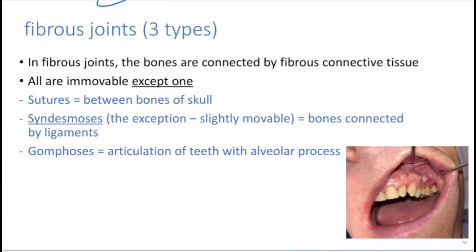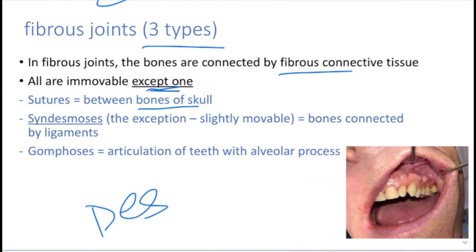Okay, so let's talk first about fibrous joints. There are 3 types. In fibrous joints, the bones are connected by fibrous connective tissue. Like I said, they're all immovable except one. So the sutures are the joints between bones of the skull. And then we have something called syndesmoses. Desmo means connection or ligament. So syndesmoses are bones connected by ligaments, and this is the exception. This is the joint that can be slightly movable.